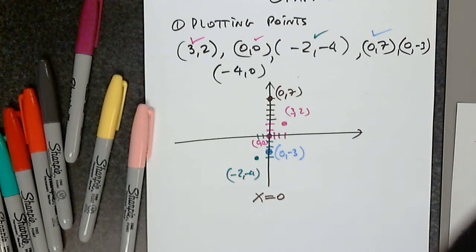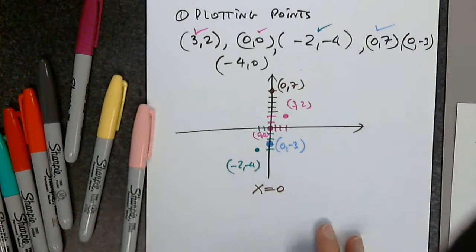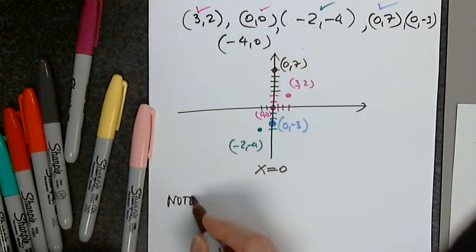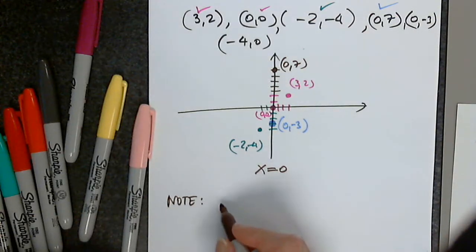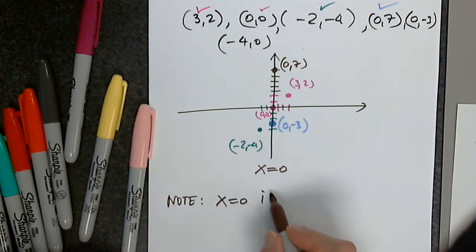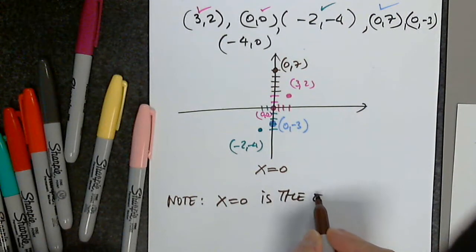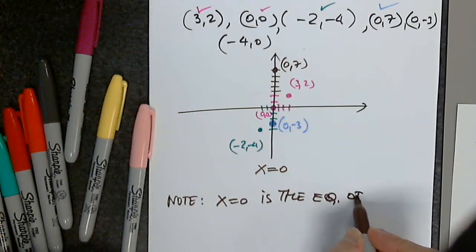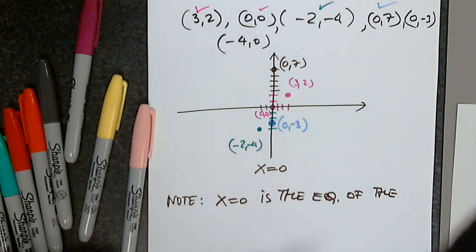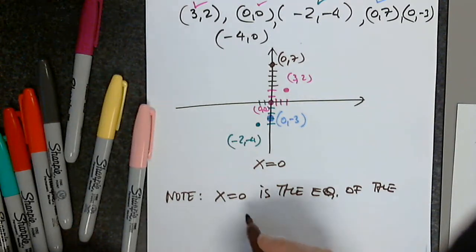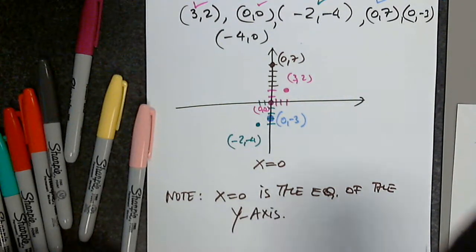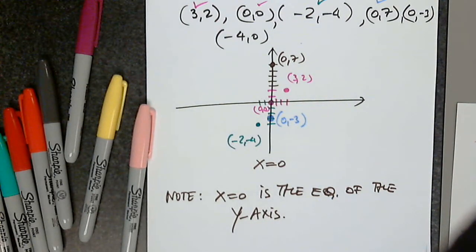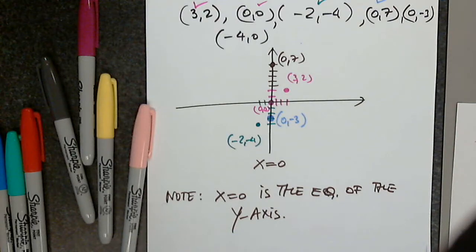Okay? Clear? So make yourself a note. This is very important. X equals 0 is the equation of the y-axis. So now we know this forever. This is extremely important.